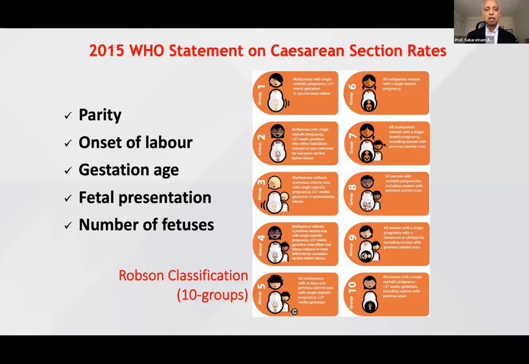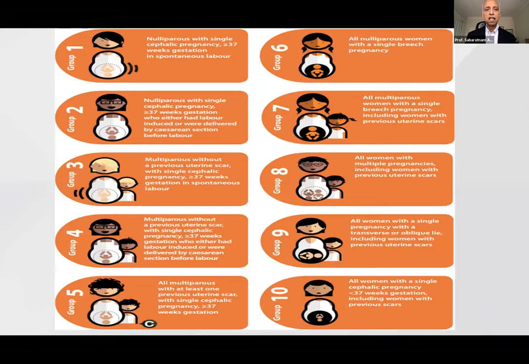Now the Robson classification, put forward by Michael Robson from Ireland, does not take into account the indication for C-section. They talk only of 5 things: parity, onset of labor, gestational age, fetal presentation, and number of fetuses. Group 1 and 2, as you could see, deal with nulliparous women. Group 1, those who are over 37 weeks and in spontaneous labor, because they have high section rates. Group 2 has a high section rate, either because they have elective section or induction of labor, which fails. And 3 and 4 are similar but for multiparous women. And group 5 is those who have a previous section.